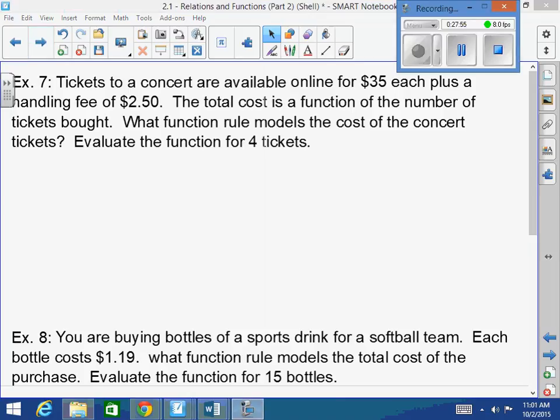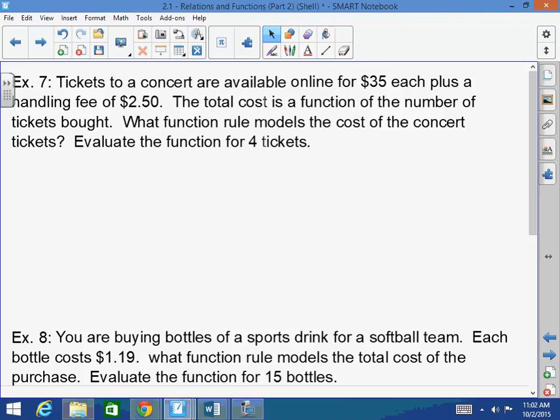Okay, guys. So, tickets to a concert are available online for $35 each plus a handling fee of $250. The total cost is a function of the number of tickets bought. What function rule models the cost of the concert tickets? Evaluate the function for 4 tickets.